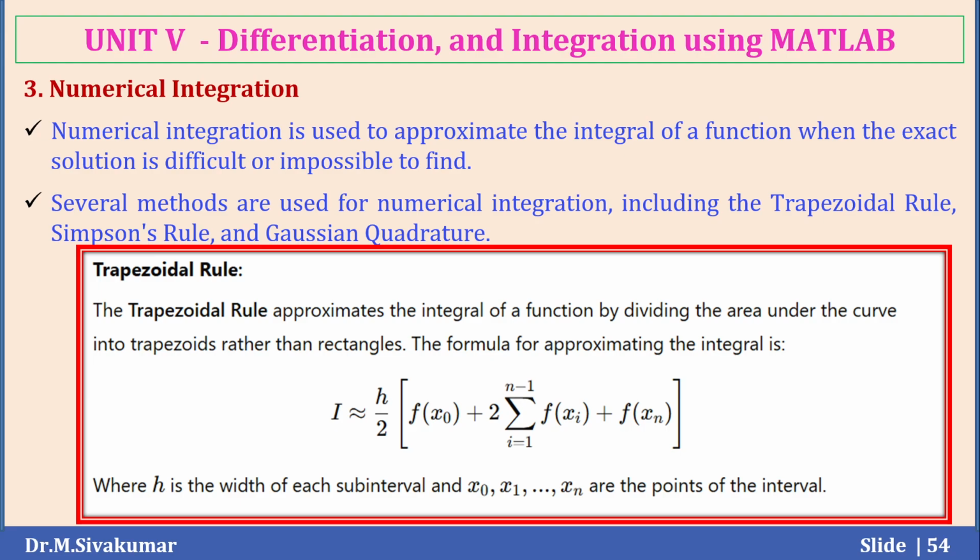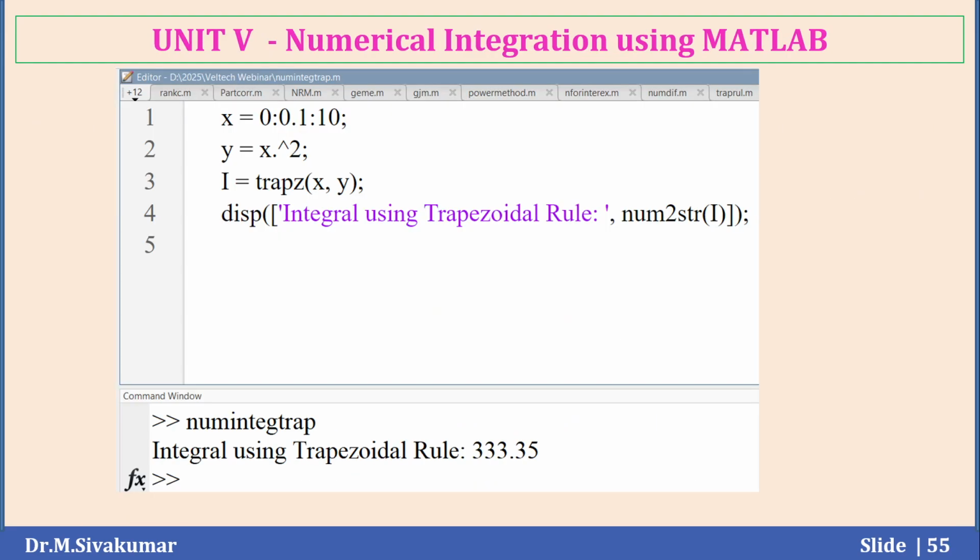What is the trapezoidal rule? It approximates the integral of a function by dividing the area under the curve into trapezoids rather than rectangles. The formula for approximating the integral is approximately h by 2 times f(x0) plus 2 sigma f(xi) plus f(xn), where h is the width of each interval and x0 to xn are the points of the intervals.